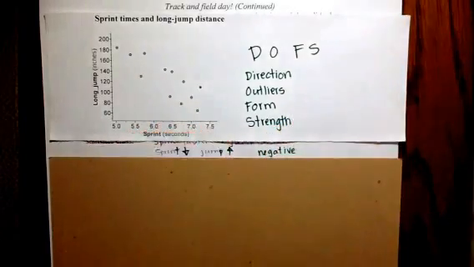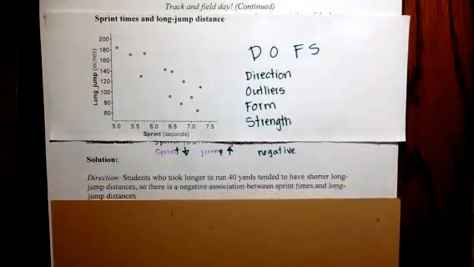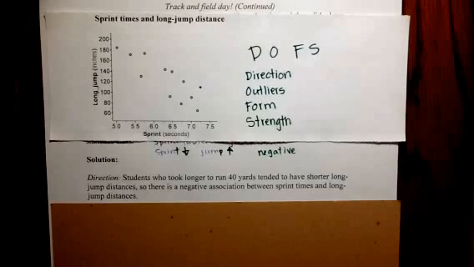I know we've had S be shape, we've had S be spread, and now we have S as strength. So yes, this is different. You have SOCS for one variable, you have DOFS for two variables: direction, outliers, form, and strength. So we were just discussing the direction. Students who took longer to run 40 yards tended to have shorter long jump distances. So there is a negative association between sprint times and long jump distance.